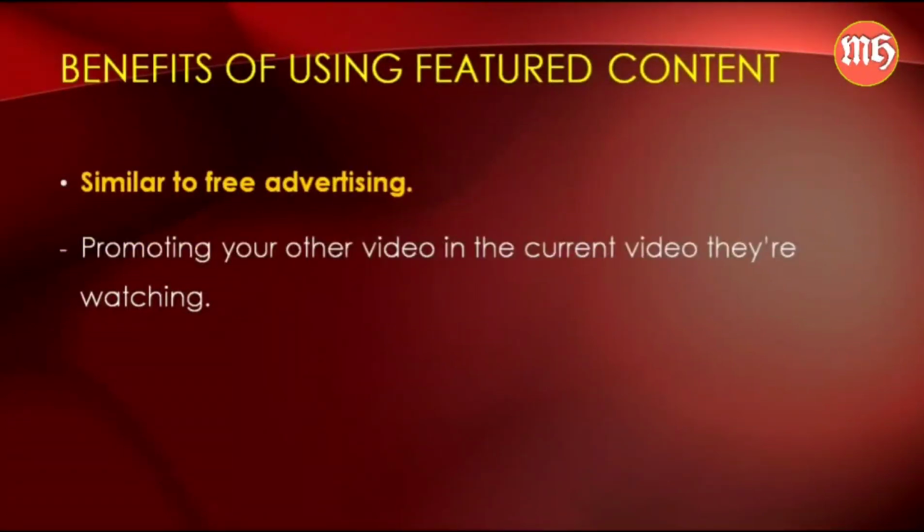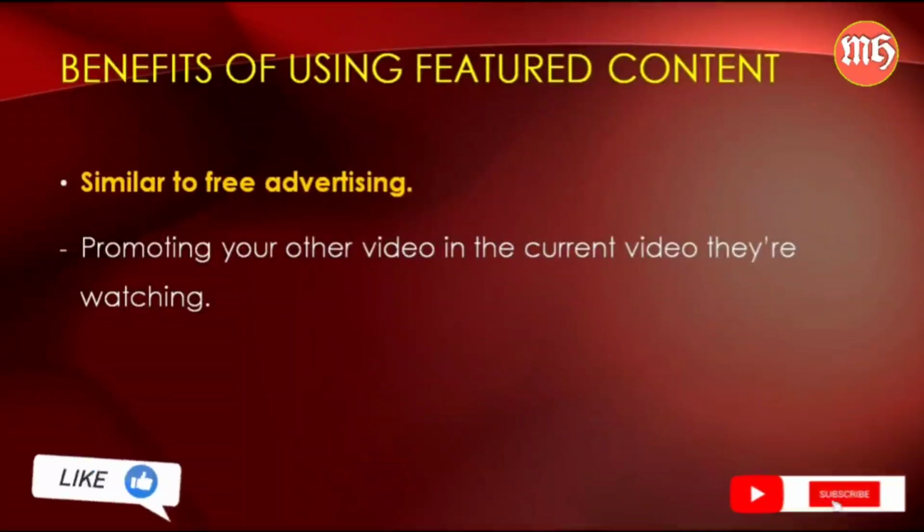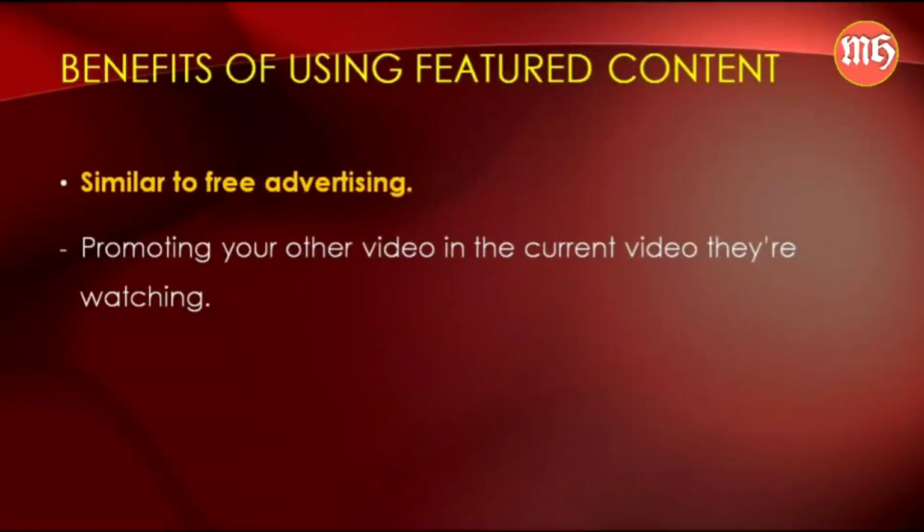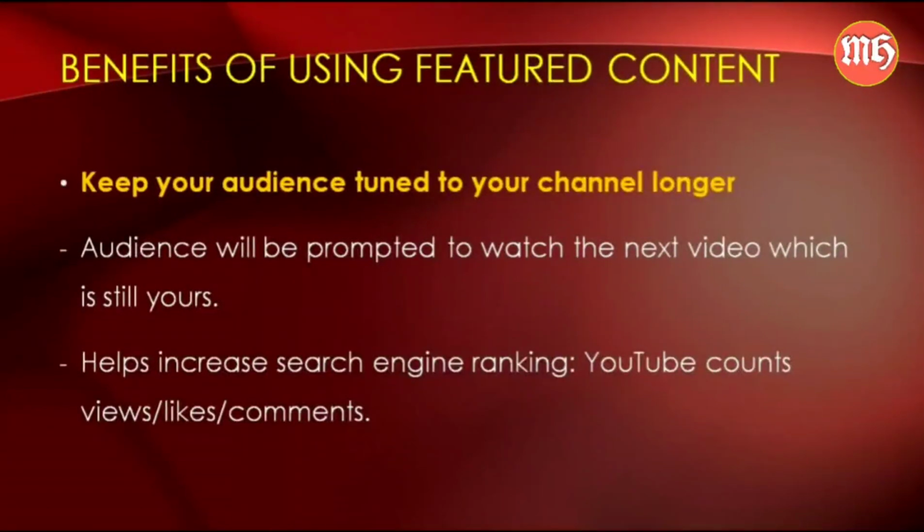Featuring a video on YouTube is like having free advertising for your other videos on your channel. You can choose to make any one of your videos or playlists appear as a banner on all your videos at any time you wish. You just need to customize which video, and you set the time that you want it to appear and disappear. Other than that, by featuring a video across all your YouTube videos, you're also keeping your audience tuned in to your channel for a longer period of time.